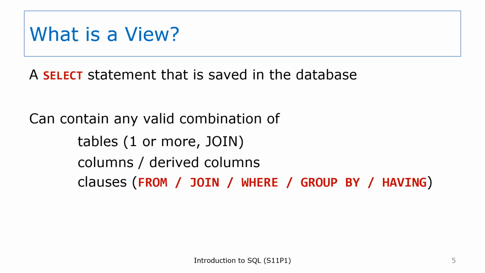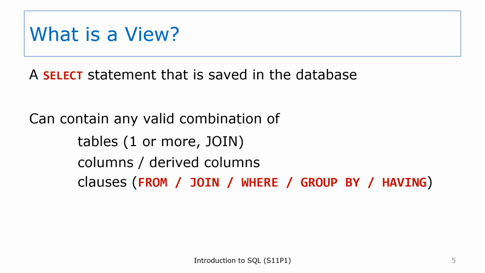So what is a view? A view is a select statement that has been saved in the database. It is saved by running a create view statement, which you'll see in the next video. The select statement can be any valid combination of tables. You can have one or more tables. If you have more than one table, you can use any of the join types that we learned about.